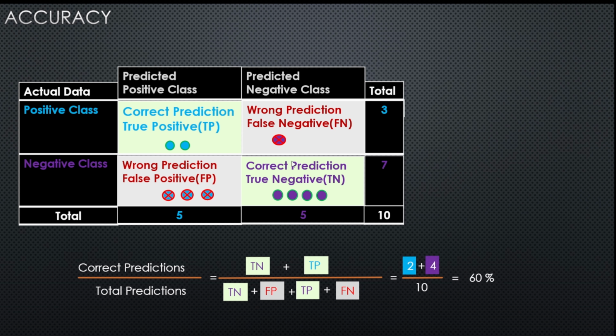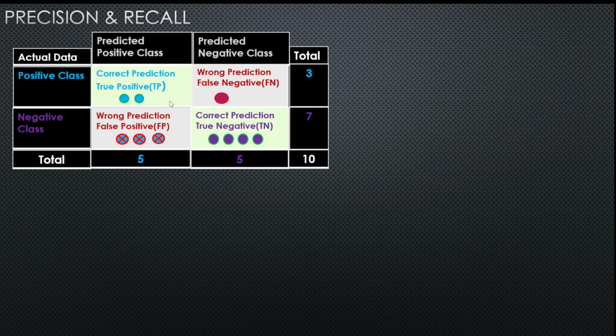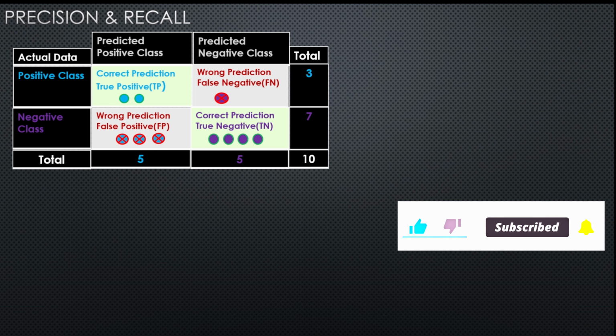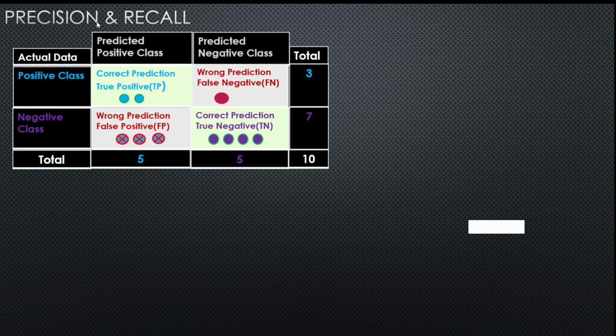And if we take correct and wrong all prediction, that becomes 10, therefore this becomes 60%. But often we are interested in the positive case, not the negative case so much. And that's why using the positive case, we can create two very important evaluation metrics, which are called precision and recall. Let's understand what those are.